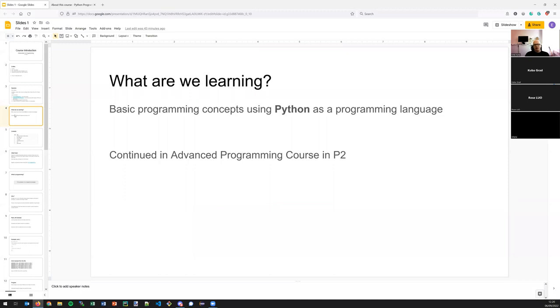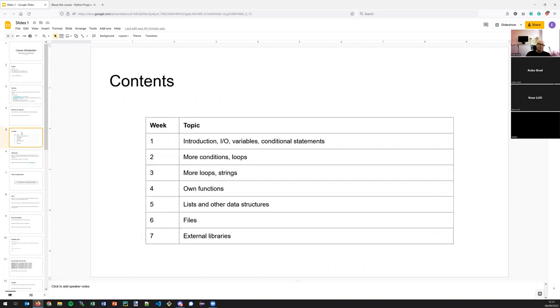What are we doing in this course? We are learning the basic programming concepts using something called Python as a programming language. And then, as I said, most of you will continue in the advanced programming course in the second period. If we go into more details, this is basically what we're learning.